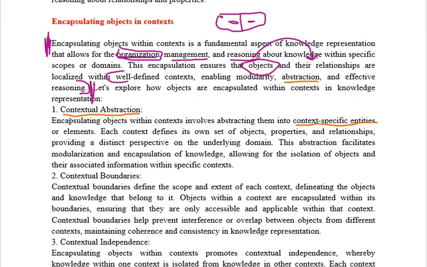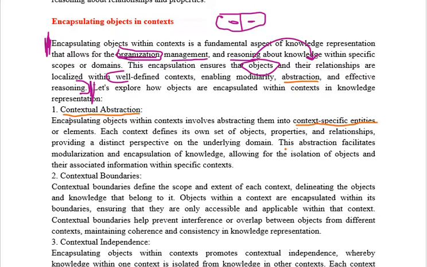Next, each context defines its own set of objects, properties, and relationships. So for every context, they will have their own set of objects, properties, and relationships, providing a distinct perspective on the underlying domain. According to the particular domain, there will be a different set of objects, properties, and relationships. All the contexts cannot have the same properties, the same relationships, or the same data. They will be different and will vary from context to context.